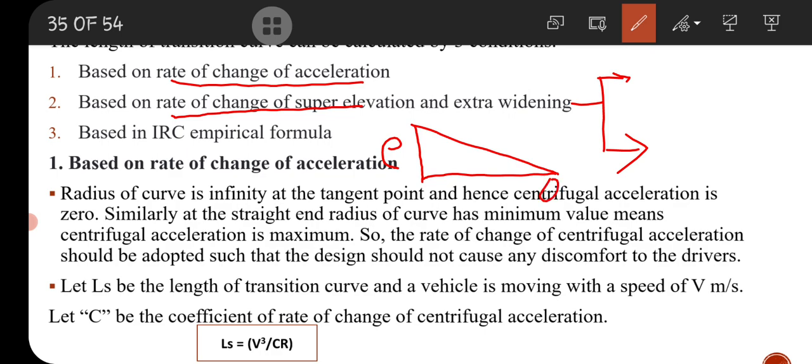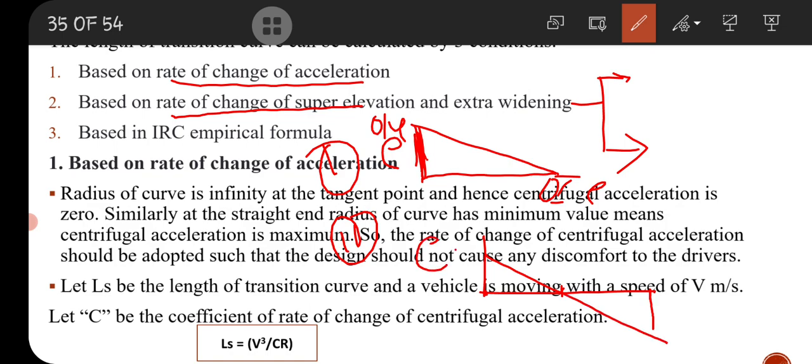This is your outer edge, this is your inner edge, and this raising is called super elevation. This raising can be done in two types. This is one type, and in the second type we can raise the super elevation from the center by raising half and by lowering half. So here is E by 2, here is E by 2.